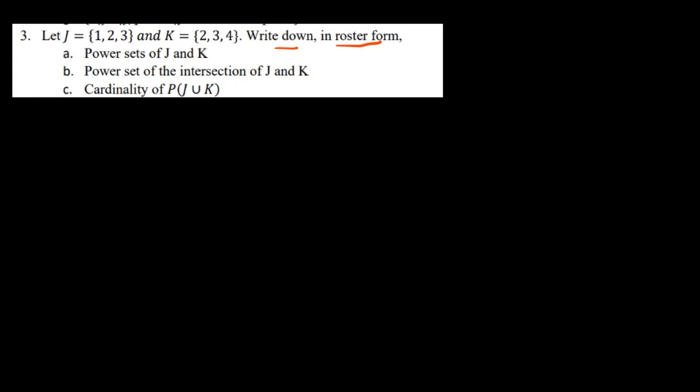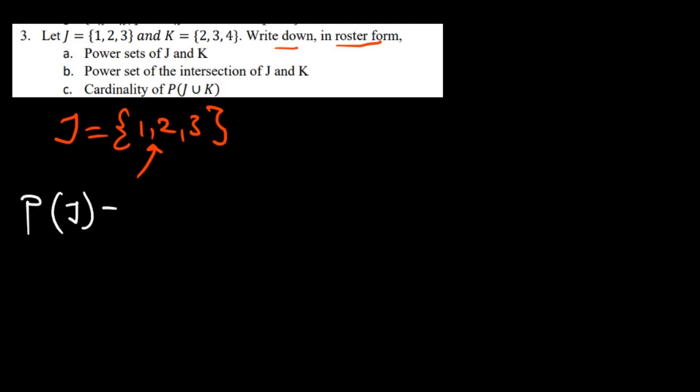A power set is simply the list of all the subsets of a given set. So let's say set J, what we've been given there. If we are able to list all the subsets that we can get from this set J, that would be our power set. So let's get all the subsets from this set. The power set of J is equal to, and then we list all the subsets of this set.